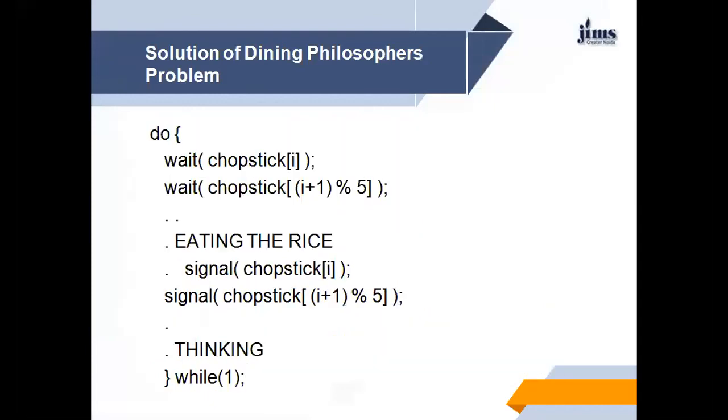Do: wait(chopstick[i]), wait(chopstick[(i+1) mod 5]). Mod 5 means the next one is divided by 5, which gives the fifth one. Eating the rice, then signal(chopstick[i]), signal(chopstick[(i+1) mod 5]), then it is thinking. Either it is eating the rice or it is thinking. So in this way, this is the solution of the dining-philosophers problem.